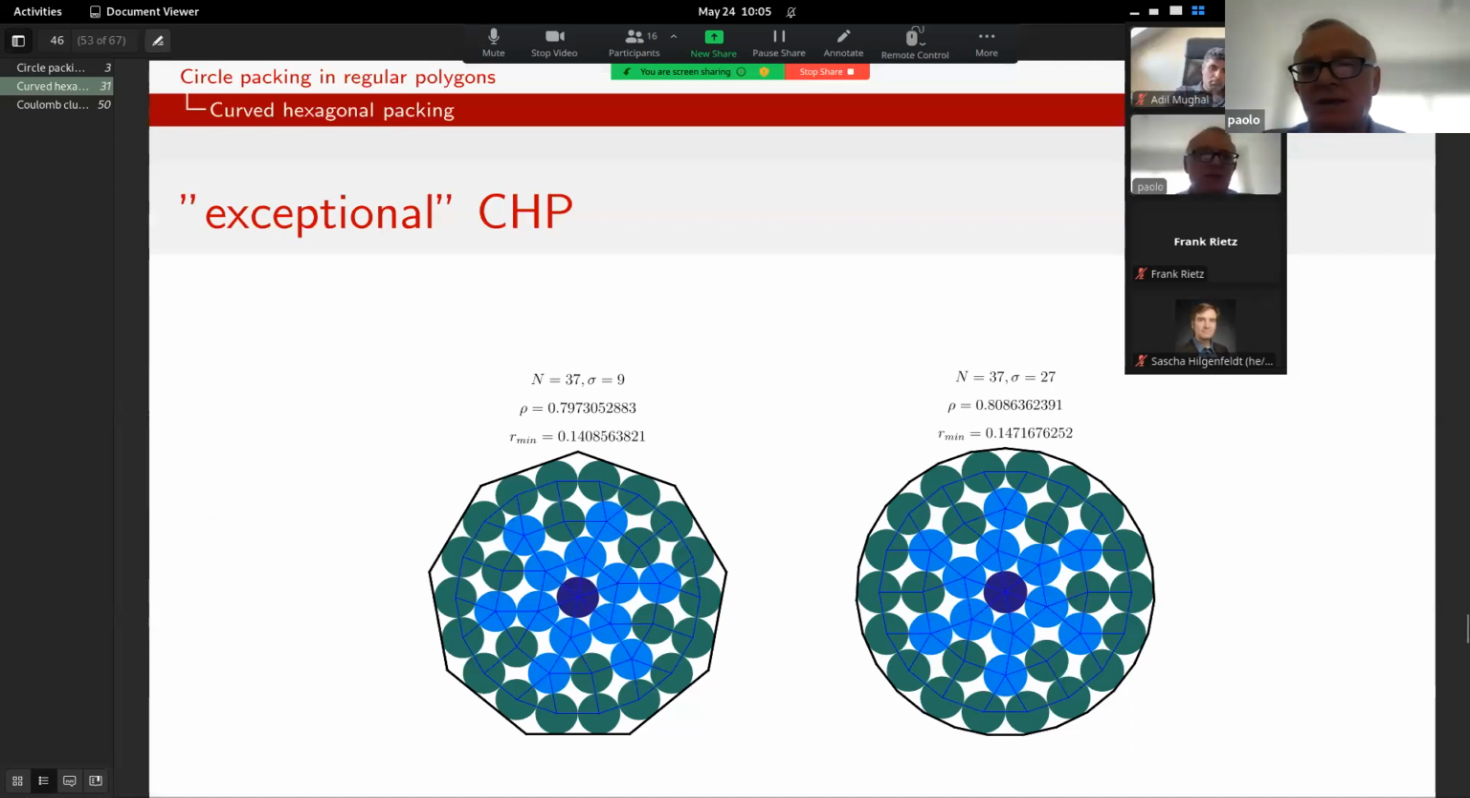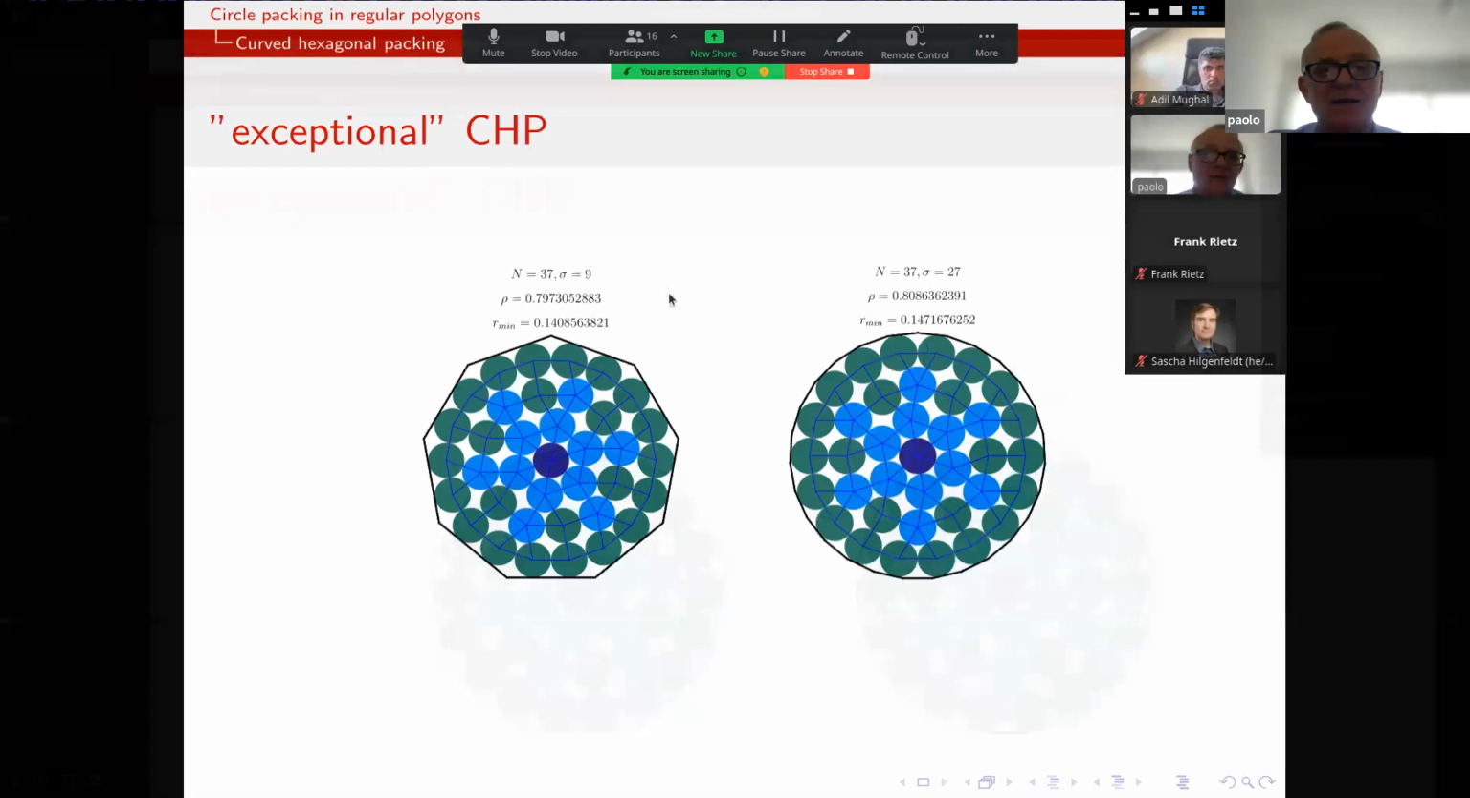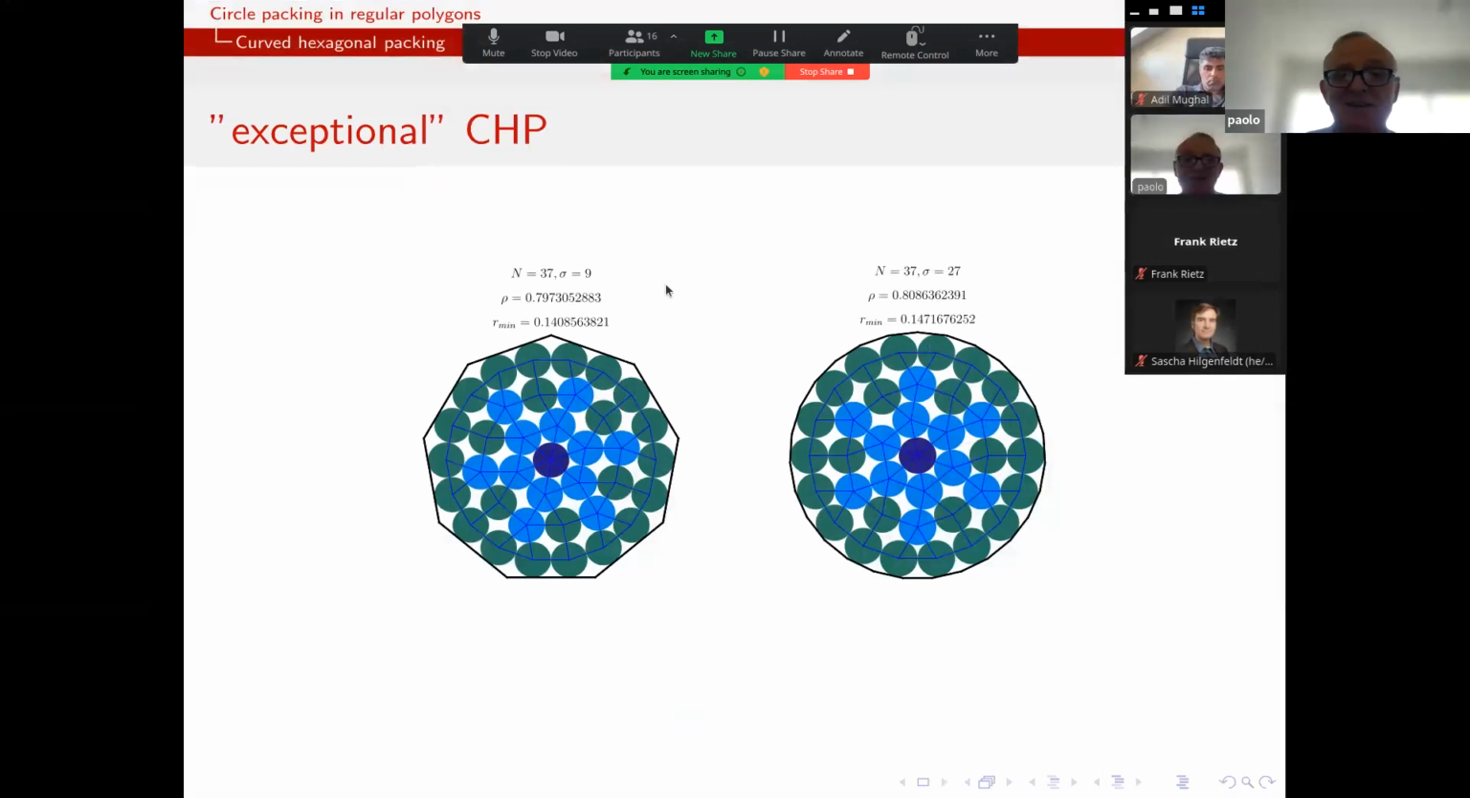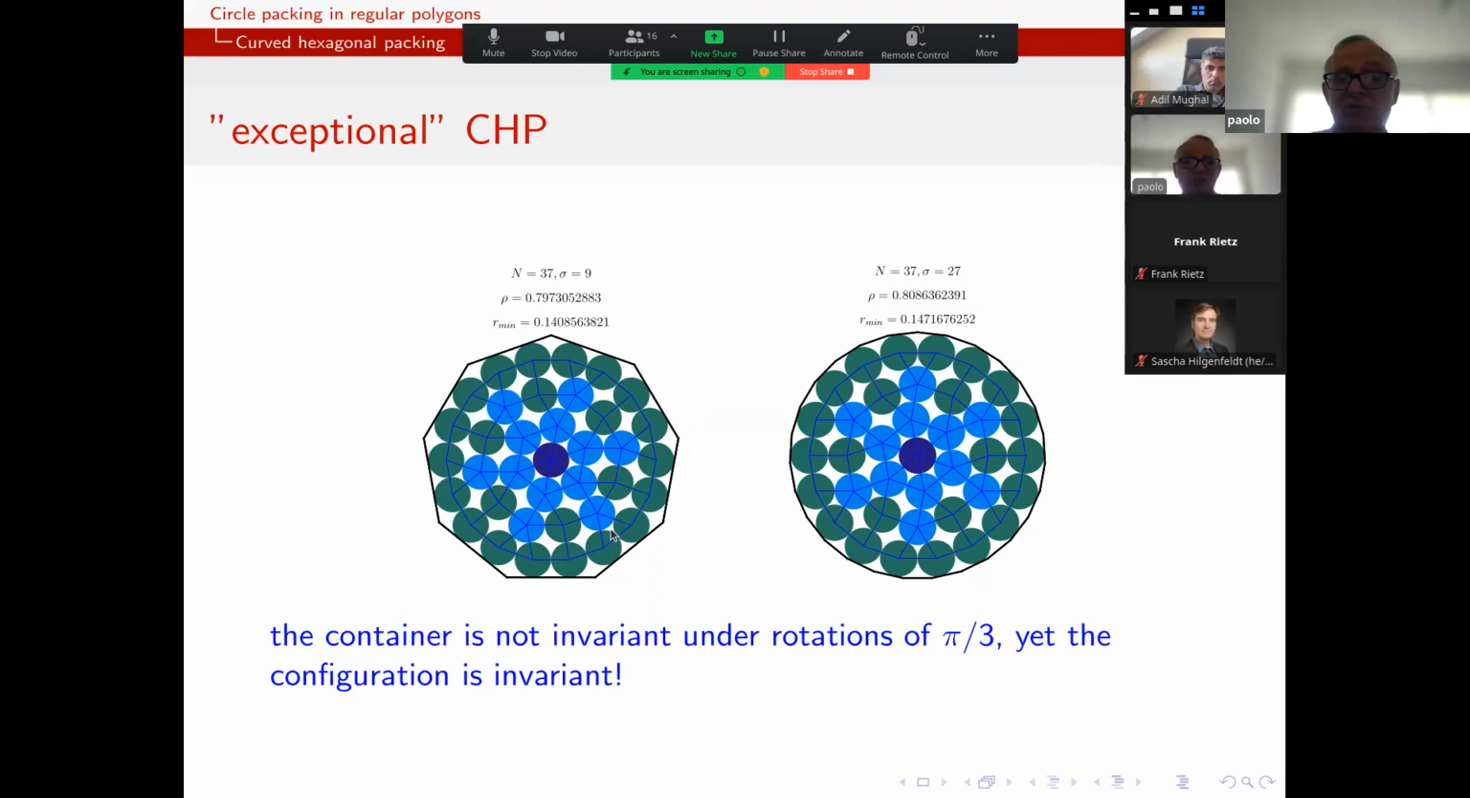There are still a few things that I want to say. One of the things that we found out is that there are also curved hexagonal packings. These are very special configurations. We've just found 2 in polygons which do not have 6j sides. This is the nonagon, and this is the polygon with 27 sides. Just for 37 disks, we found out that there are CHP. This is particular because the container is not invariant under pi/3, but the configuration is, so it's not expected.